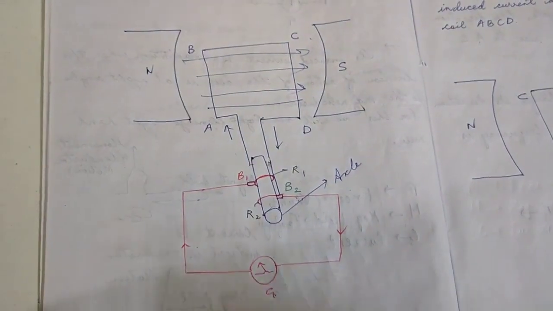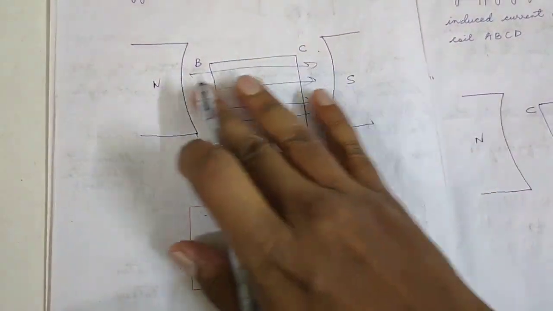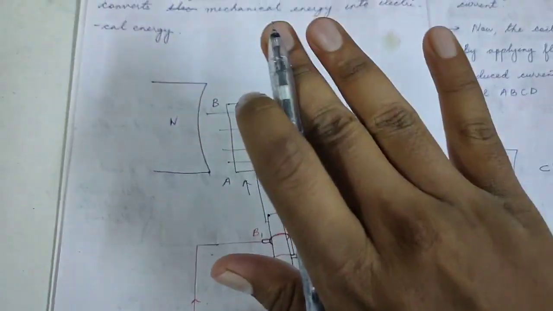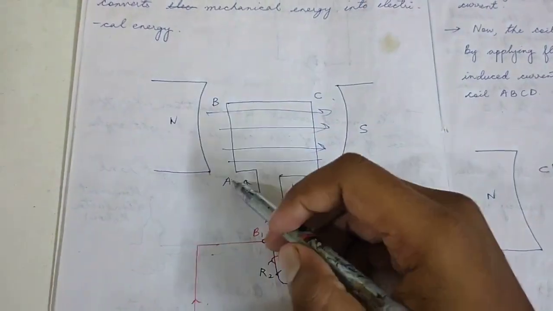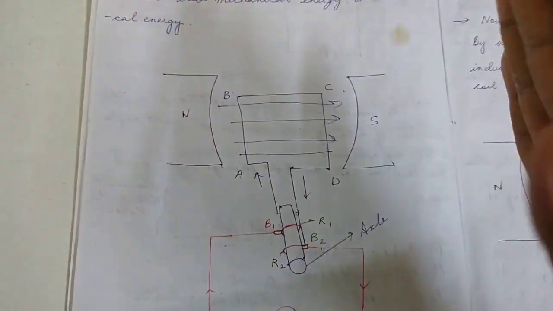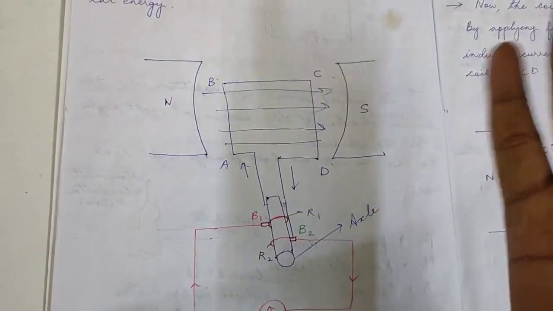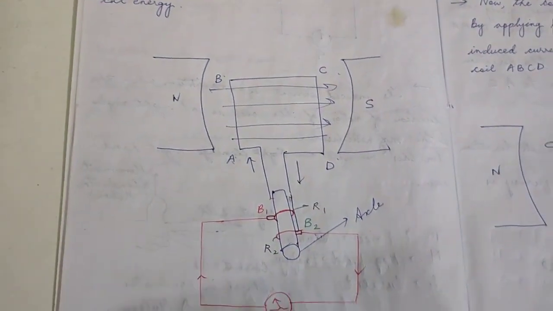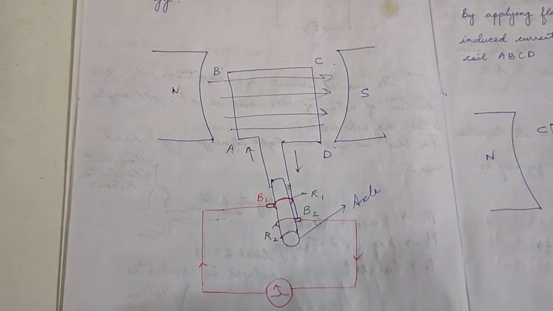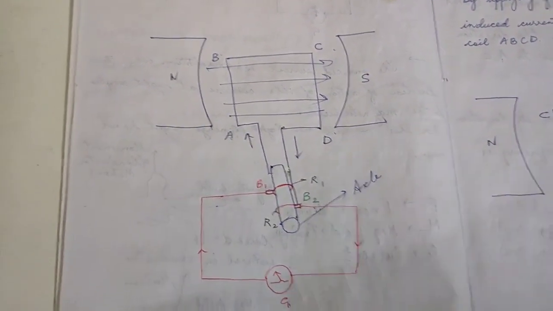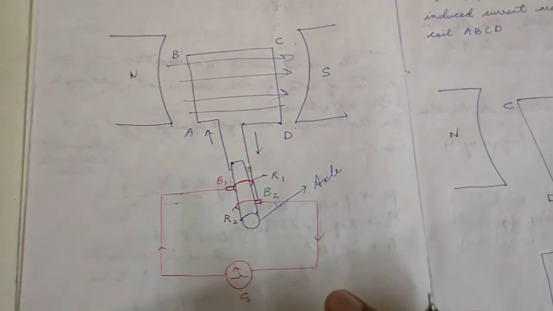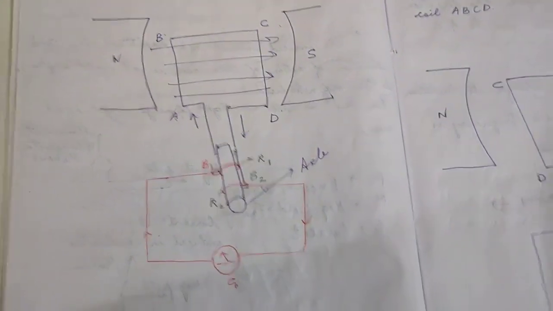In the first half, the rectangular coil ABCD will be rotated like this, due to which A and B will move upwards and C and D will move downwards, and because of this movement the galvanometer will deflect, which means that current is being produced in the circuit.